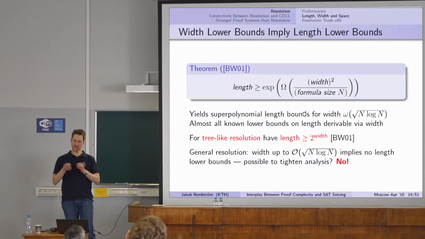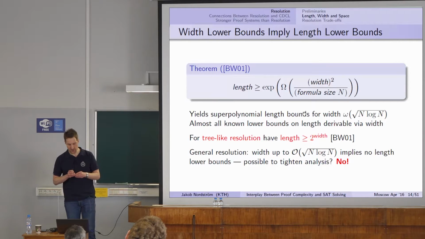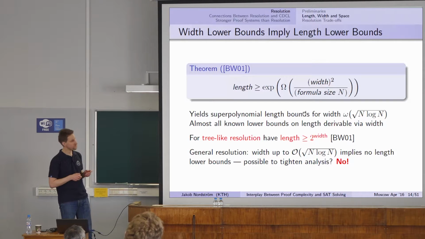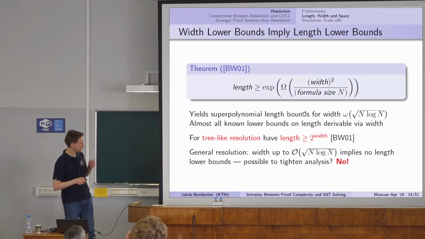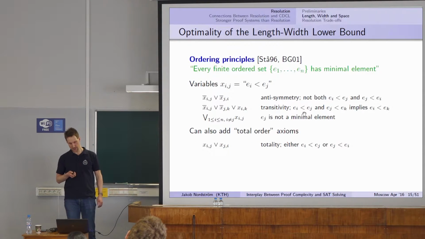Now we talked about this restricted case before of tree-like resolution, where the proof DAGs have a tree-like structure. Then it turns out that there's a stronger bound. You can actually get 2 to the width, not this funky kind of thing. So then the width lower bound kicks in immediately, whereas for general resolution, width up to square root n log n a priori doesn't say anything. So a natural question is, maybe you can somehow tighten the analysis a bit, but it turns out that you cannot. And there's a very interesting benchmark formula that shows you why you cannot do this.